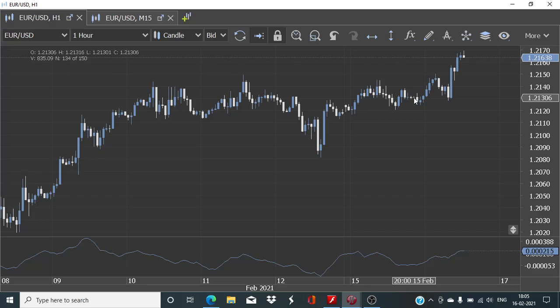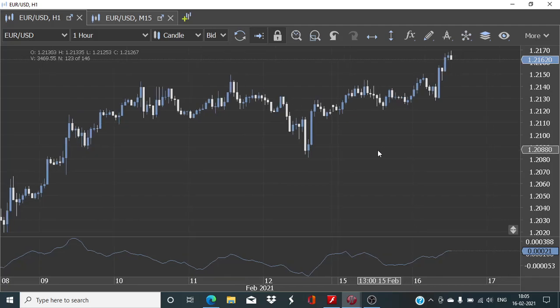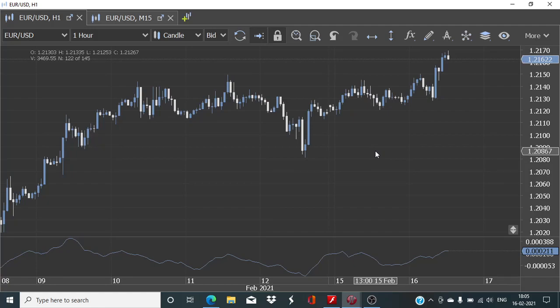This will be 20 GMT of 15th February, and this closing is of around 1.21306, and this closing is somewhere close to 1.2173. So 7 pips is roughly the difference between these two, and I think this is not good enough. So for Euro USD, we will be looking at a difference of at least 10 pips.